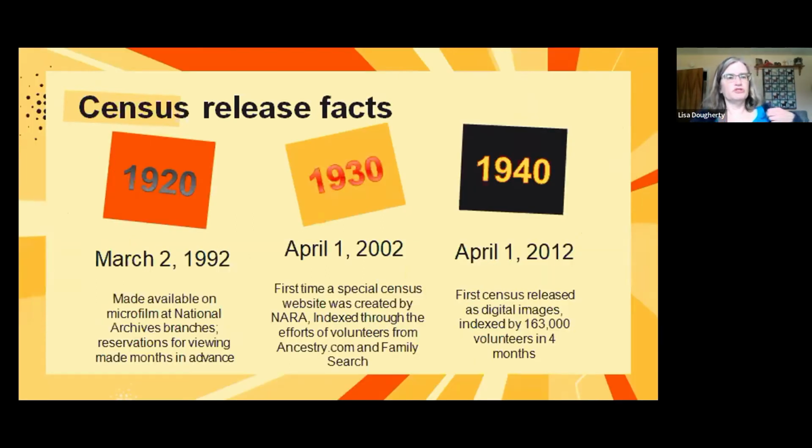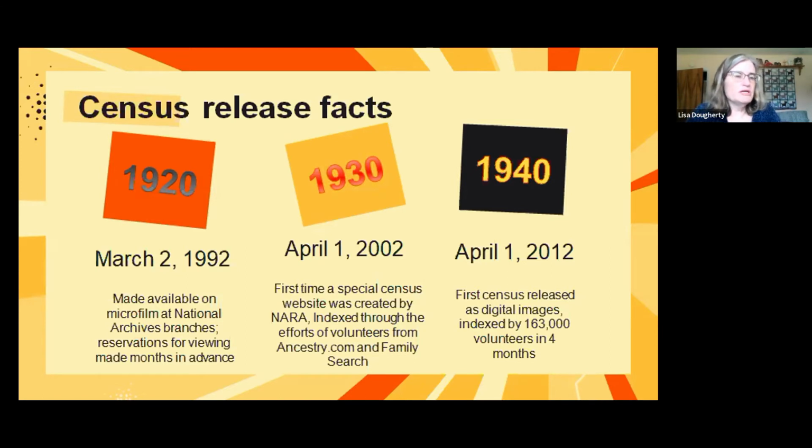So some trivia and some facts about the census release. The reason I started with 1920 was because I figured that was a fairly even date, and that was back as far as most of us can remember. The 1920 census was released on March 2nd, 1992. And the reason it was released in March of that year was because the census date in 1920 was in January. It was January 1st. So that census was available a little bit earlier than April 1st that year.